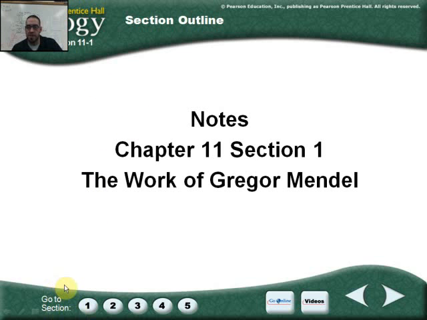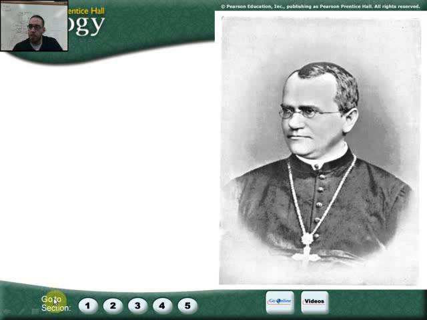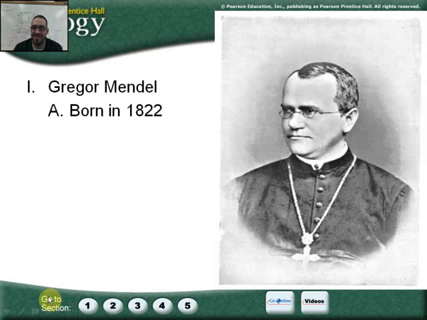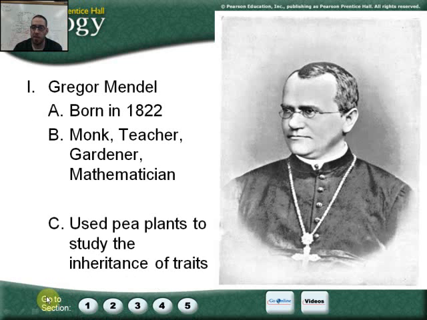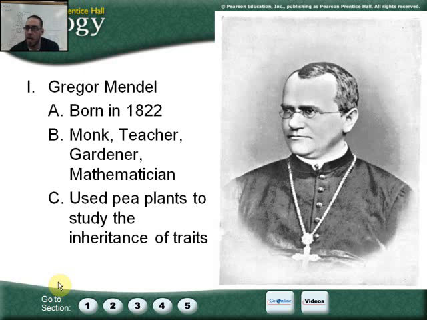Okay, this is Chapter 11, Section 1, and this is the work of Gregor Mendel. This dashing young man is Gregor Mendel. He was born in 1822, and just some facts about him to get things going. He actually was a monk and a teacher, obviously, and what you can read here, a gardener and a mathematician.